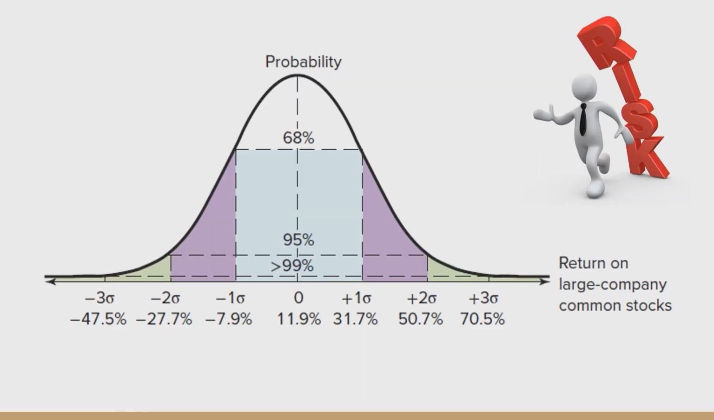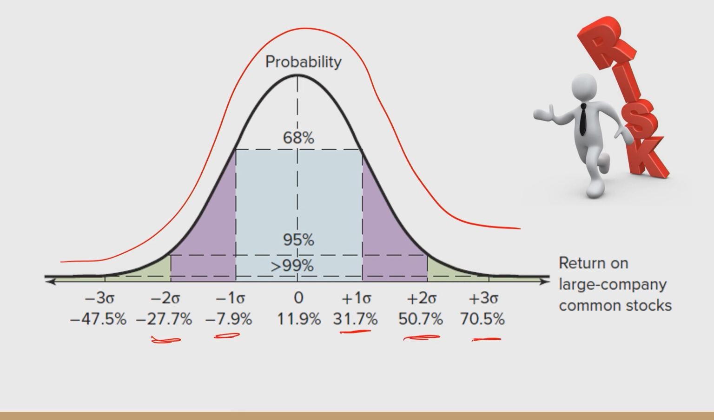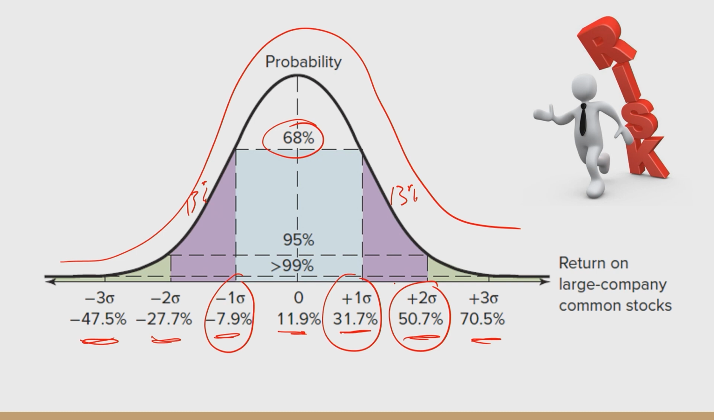Here it is. This is that same chart we did on the last slide, and it has already added up the standard deviations to the right and to the left for ease of function. So let's take a look. 68% of the time, one standard deviation in large company stocks will be as low as minus 7.9 to as high as 31.7 with an average of 11.9. Every once in a while, how often? Well, we've talked about this, over 13% on either side, we're going to see two standard deviations, which could be as high as 50%. That's nice, right? We like those upsides. Or as low as minus 27.7.